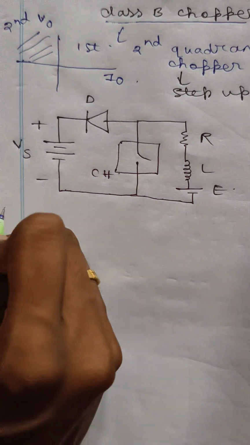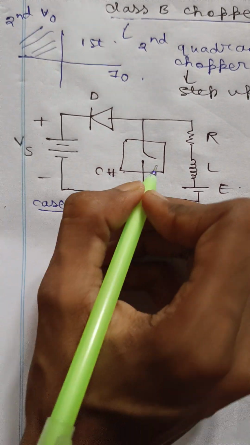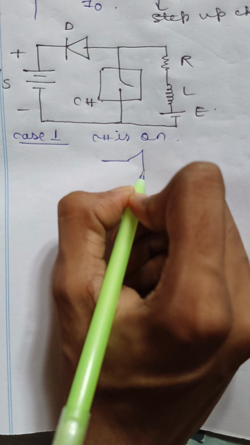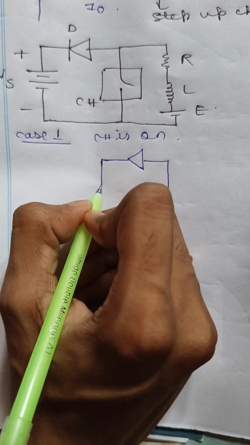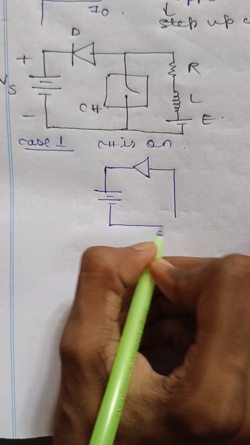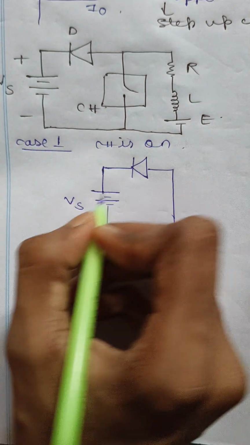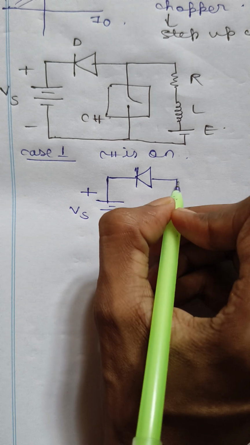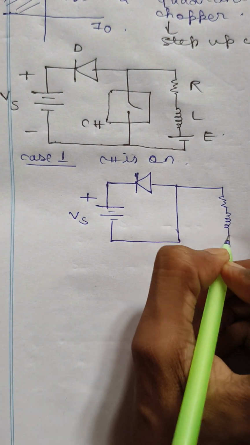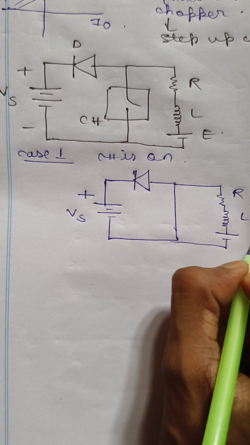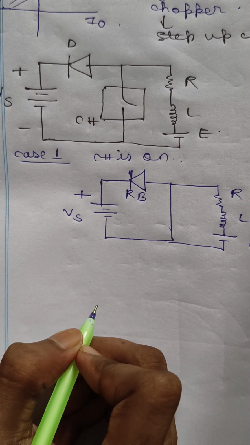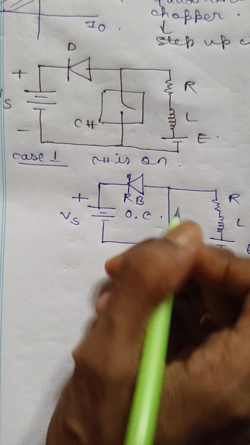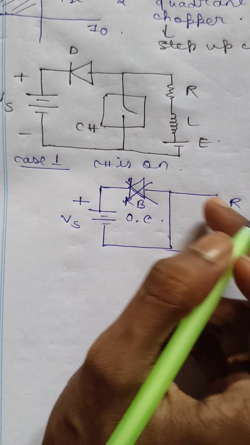So case 1, when the switch is on. When it is on, the circuit will be like this. This is the diode, and this is the supply voltage Vs. The positive is connected to the cathode, and the negative is connected to the anode. So this diode is going to be reverse biased. As it is reverse biased, it is acting as an open circuit, so no current will be flowing from the supply. This circuit is broken. Only this circuit remains.